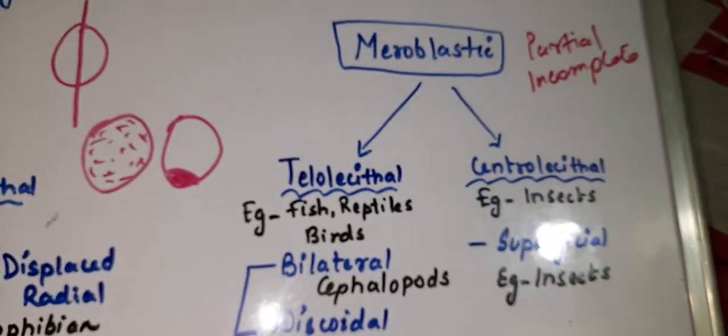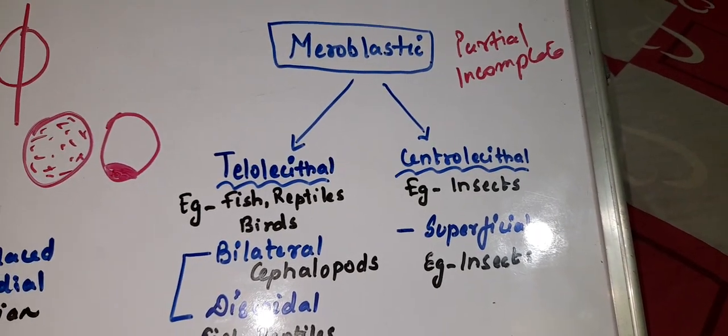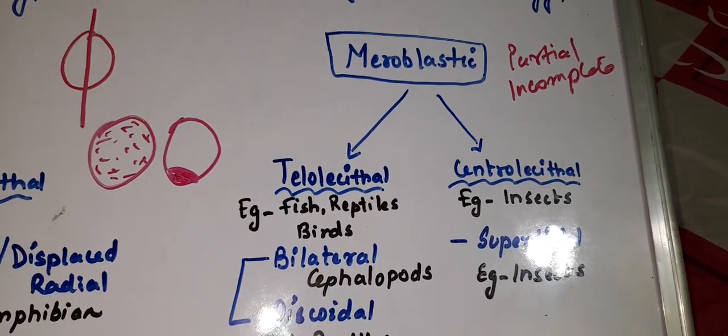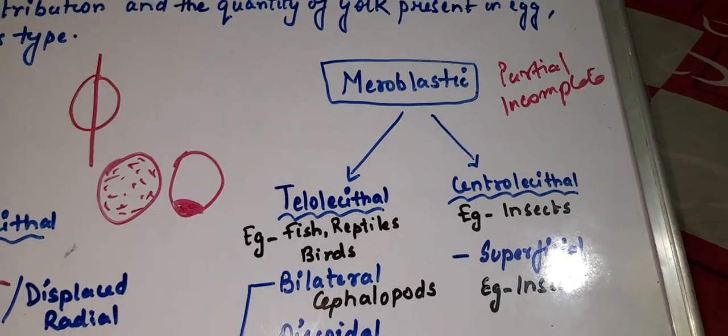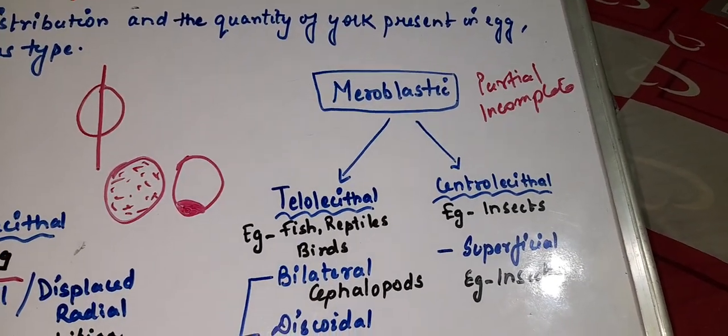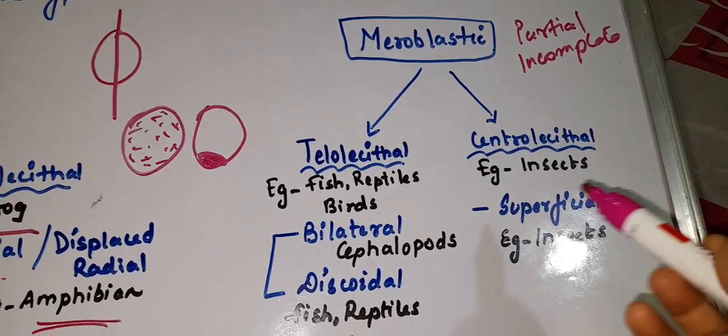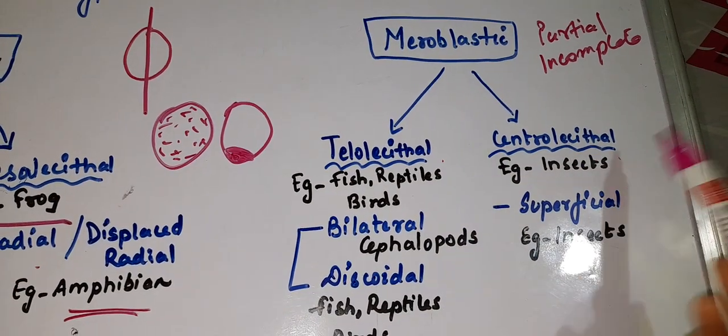Now comes the second type of cleavage, that is the meroblastic cleavage. Meroblastic cleavage means, as we all know, the concentration of yolk in this type of egg is high, so partial or incomplete cleavage will take place. Meroblastic cleavage is of two types, telolecithal and centrolecithal.